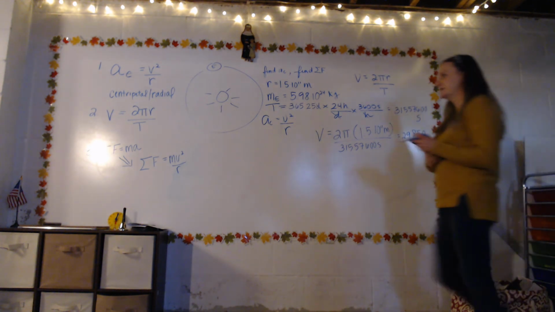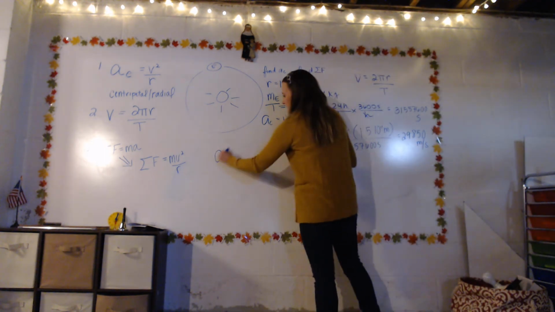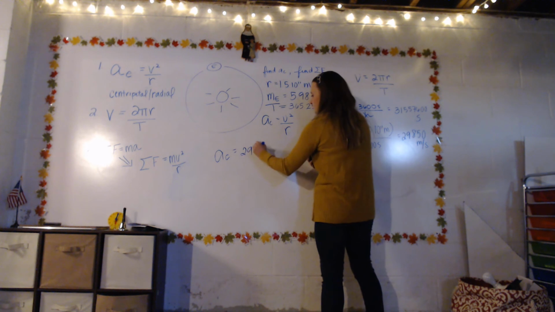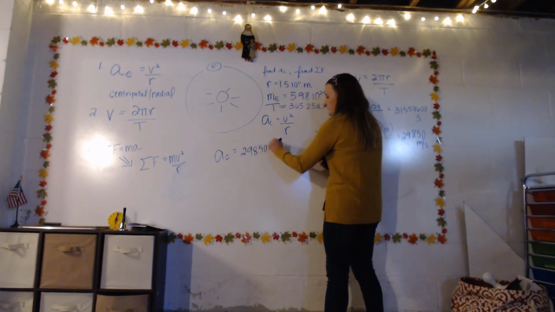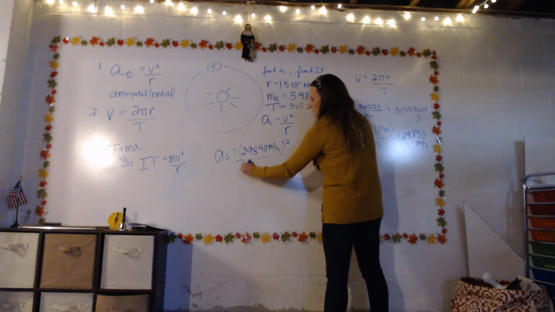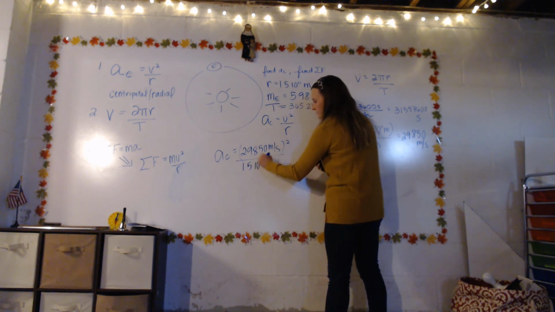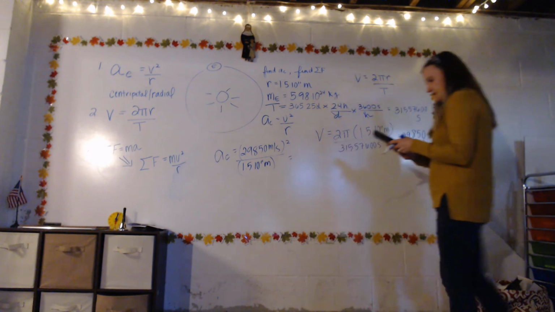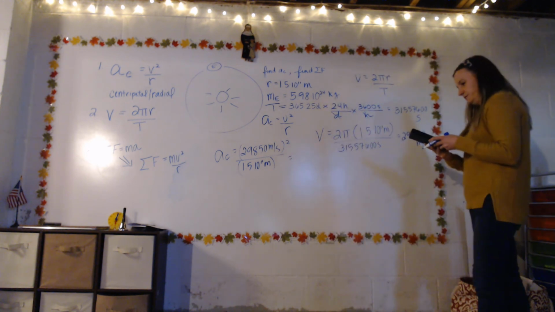So if I'm going to find the centripetal acceleration of the Earth, it is 29,850 meters per second, squared, divided by r, which is 1.5 times 10 to the 11 meters. And so when I put this in, we're actually going to get a pretty small acceleration.